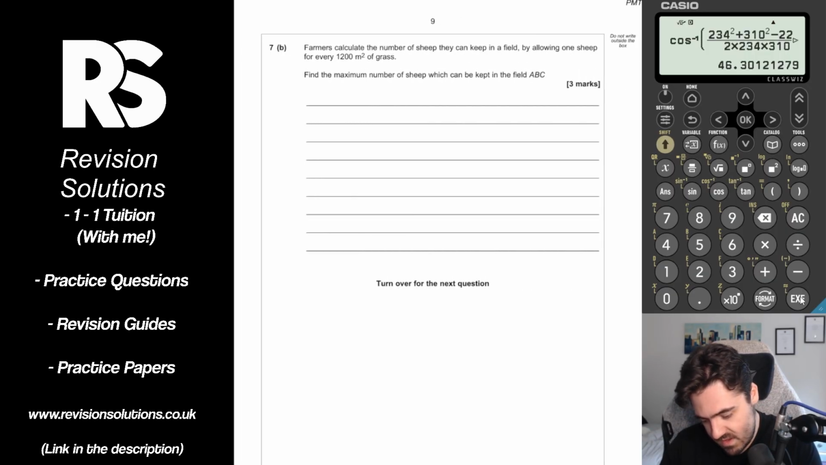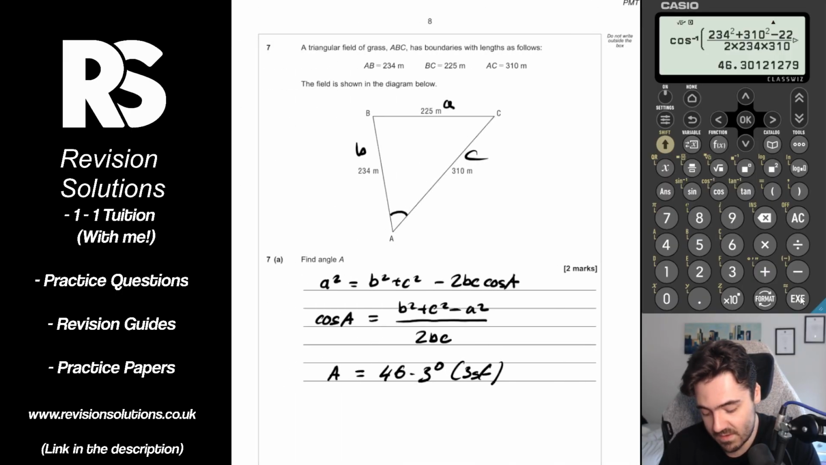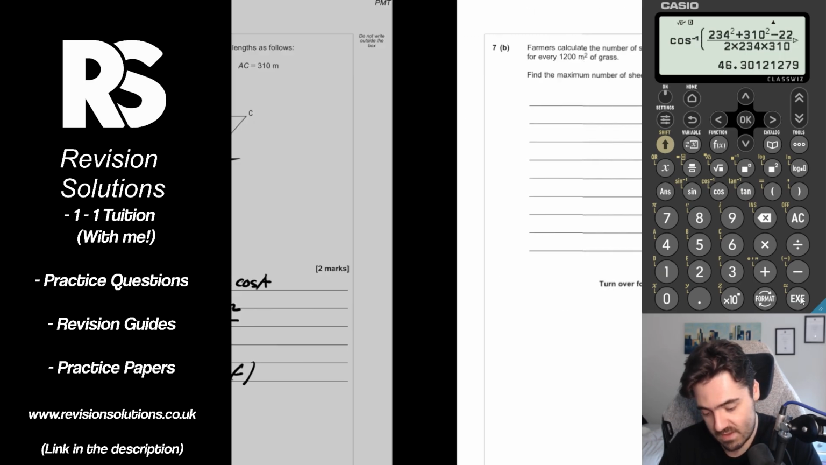Then going for part B, the farmer calculates the number of sheep they can keep in a field by allowing one sheep for every 1,200 meters squared of grass. Find the maximum number of sheep which can be kept in the field ABC. So we're going to need to find the area of his field. Well, now that we have this angle A, we can actually use the sine rule, like half AB sine C.